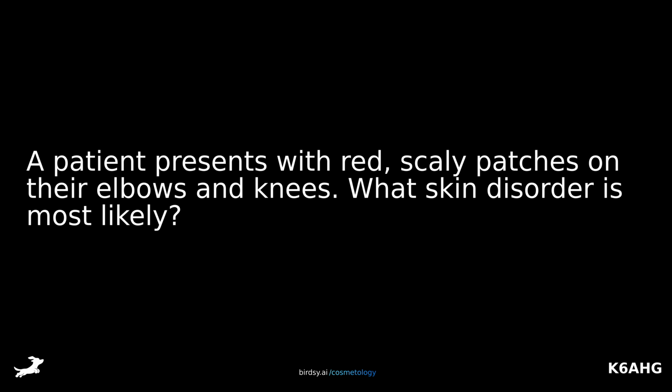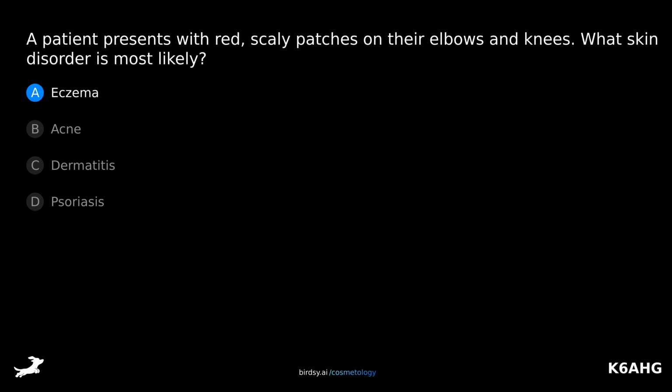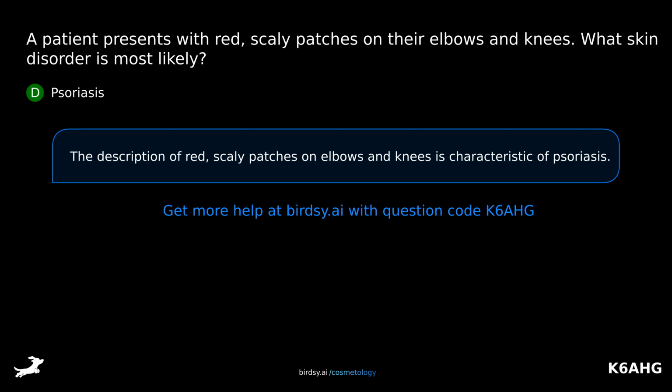A patient presents with red, scaly patches on their elbows and knees. What skin disorder is most likely? Is it A, eczema, B, acne, C, dermatitis, or D, psoriasis? The answer is D, psoriasis. The description of red, scaly patches on elbows and knees is characteristic of psoriasis.